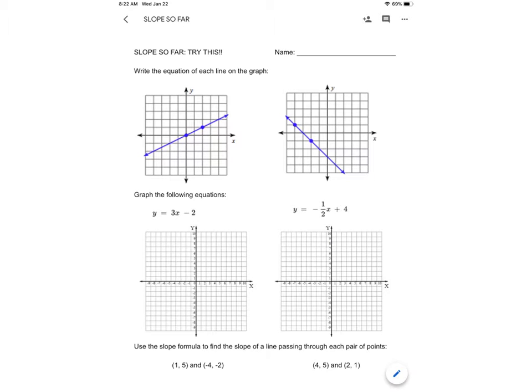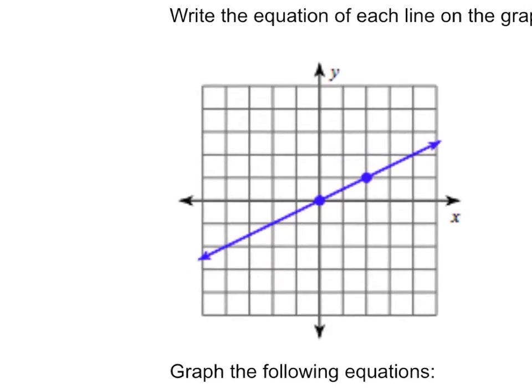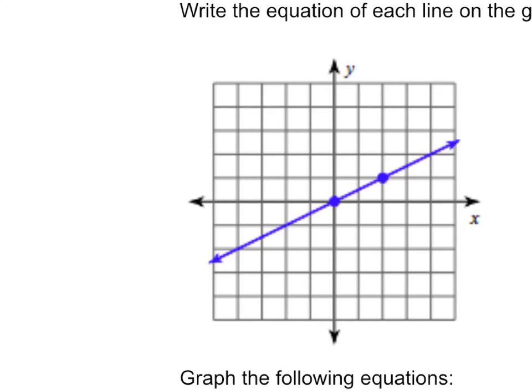Here's a slope review of the slope work we've done so far. For the first two, you're going to write the equation of each line of the graph. To write an equation, we need our slope-intercept form, which is y equals mx plus b. That means we need to look at this graph and find out what the m is and what the b is. The m is the slope and the b is the y-intercept.